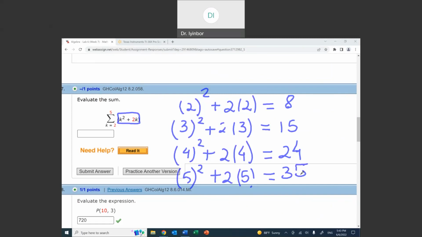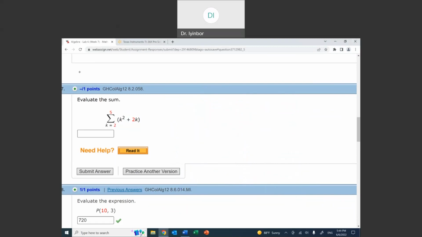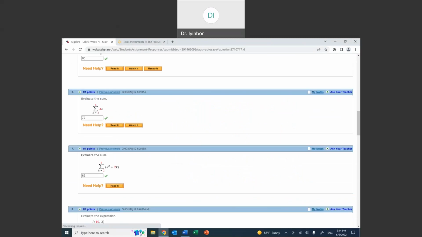And then we're going to add these numbers. So we add 8, 15, 24, and 35. I'm not going to act like a superhero right now, I'll use the calculator. 8 plus 15 plus 24 plus 35 is 82. And that's the final answer. That's what you're doing. You just replace k starting from 2 to 5, and just follow the formula. So I get 82. Okay? And that was number 7. We did 8 and 9.